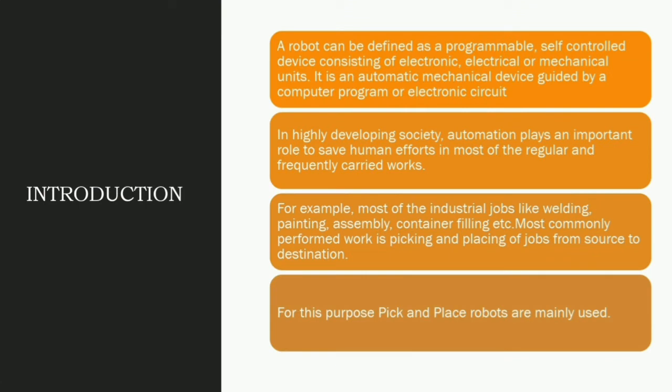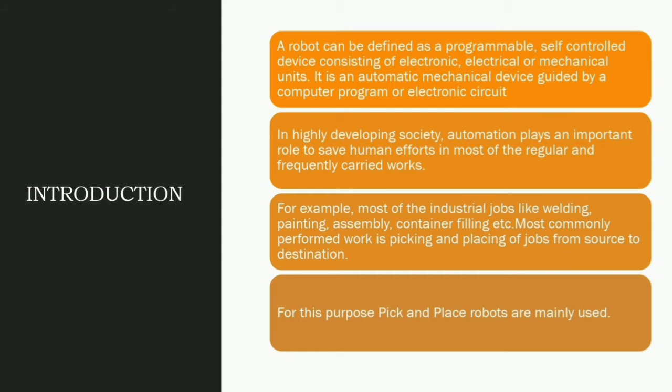Introduction. Before we learn what exactly are pick and place robots, let us know what exactly are robots. A robot, as many know, can be defined as a programmable self controlled device consisting of electronic, electrical, or mechanical units. It is basically an automatic mechanical device that is guided by a computer program or an electronic circuit.